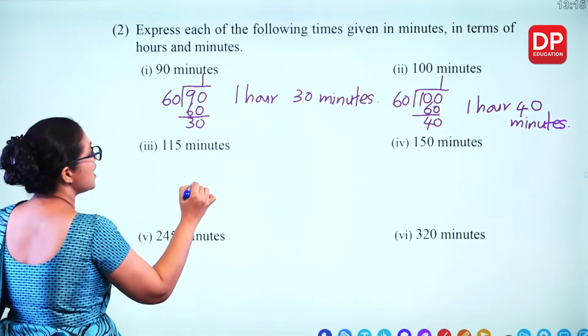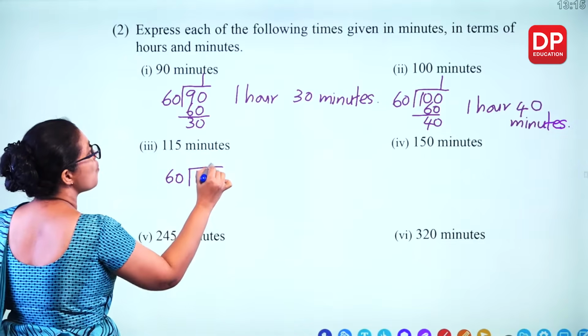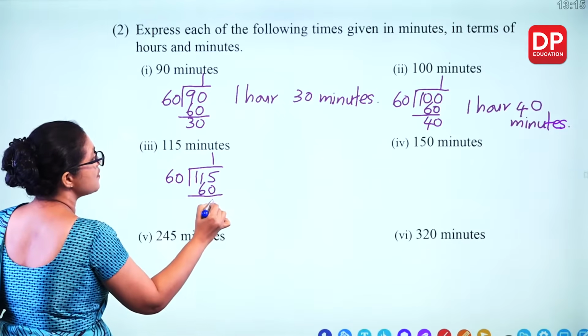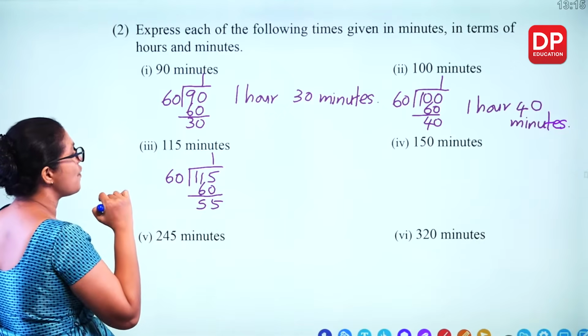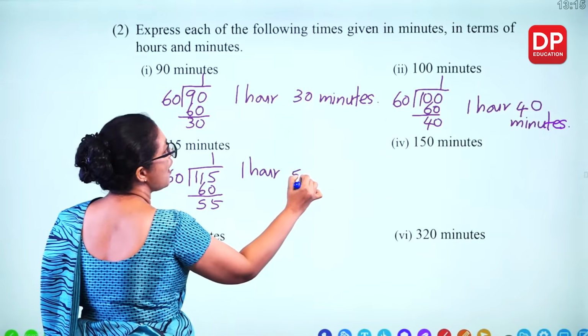115. 115 divided by 60. So 1. What's the remainder? 55. So 1 hour, 55 minutes.